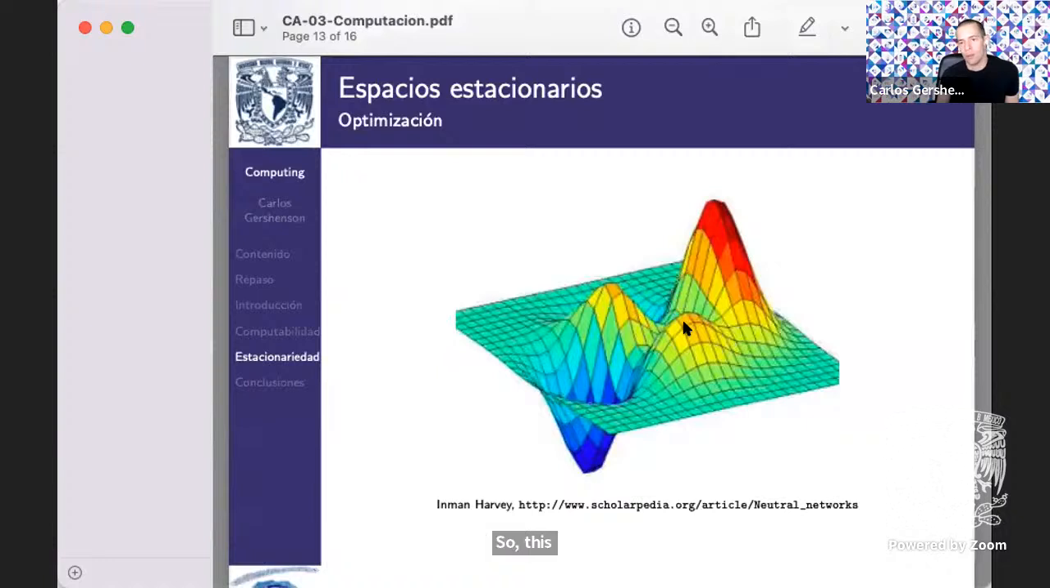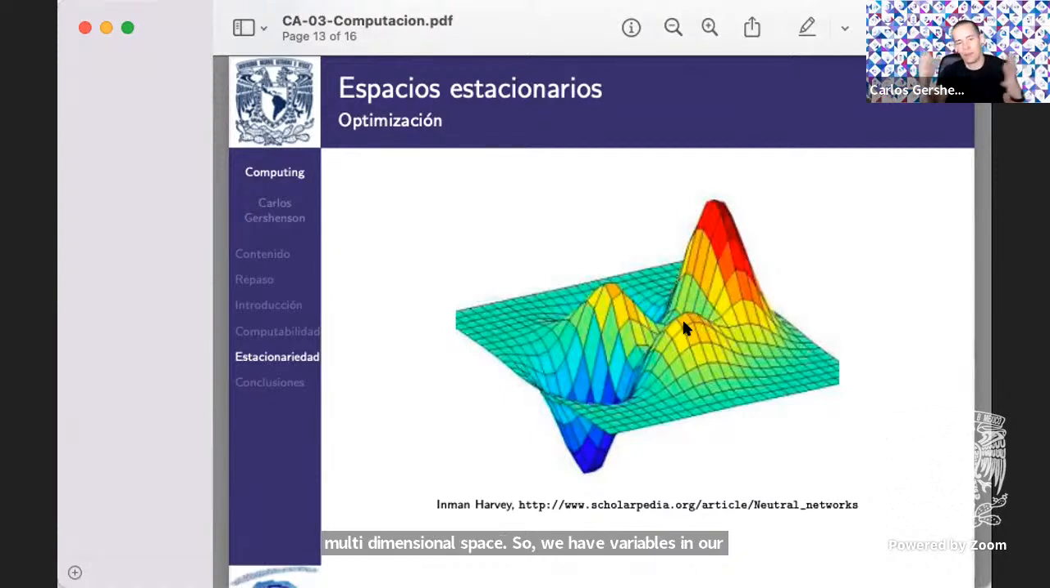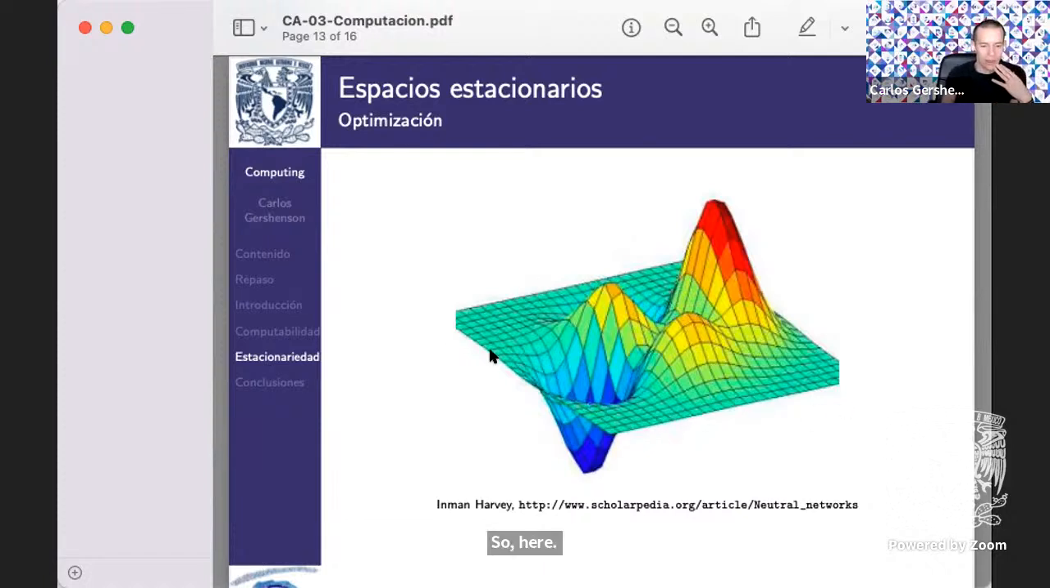So this leads us to stationarity. So in optimization, we usually can represent a problem as a multidimensional space. So we have variables in our problem, and then each variable can take different values. So here, there are just two dimensions. So let's suppose we have a variable X and Y.